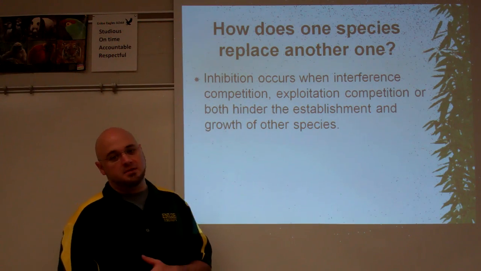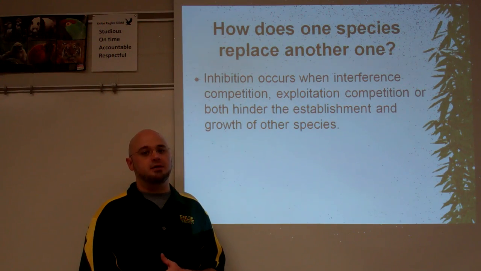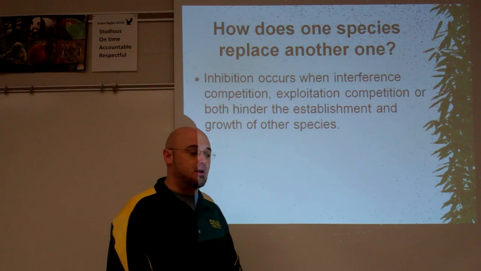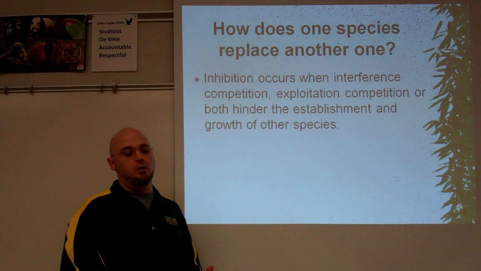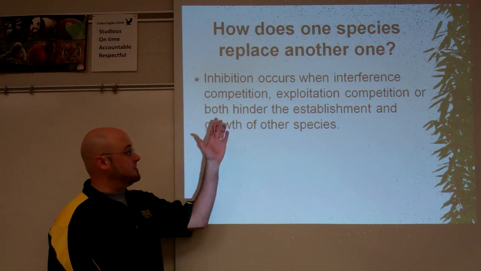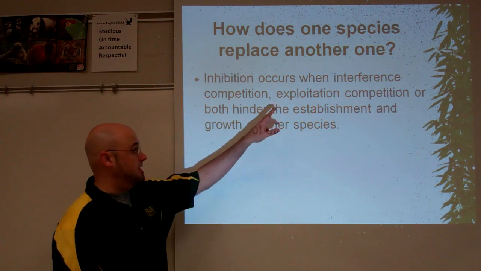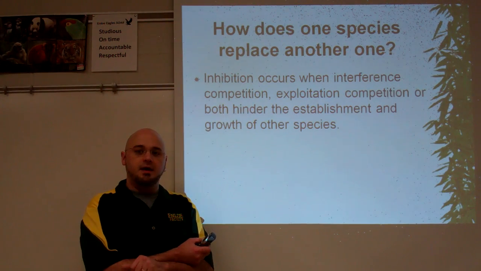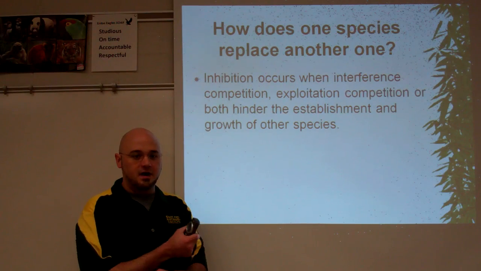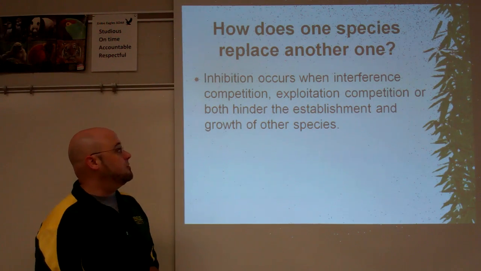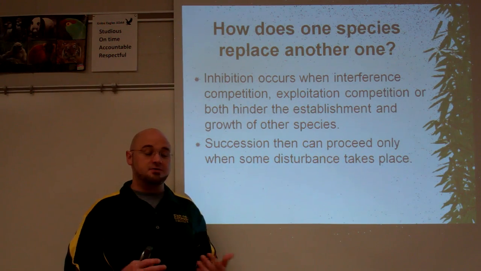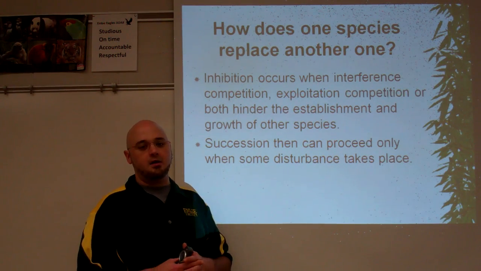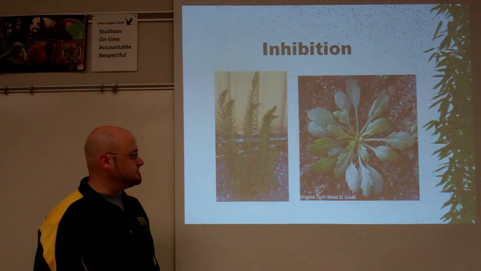Your second factor that controls succession is something called inhibition. Inhibition is when interference competition freezes or halts succession in place. It's either interference or exploitation competition. Pardon me, I forgot exploitation competition there. But either one of them, as long as it stops the growth of other later successional species, would be an example of inhibition. Succession can only proceed if some kind of disturbance removes that competition from the playing field.